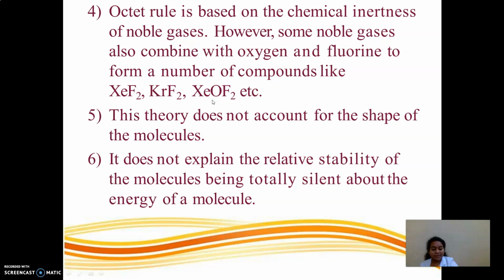These are the major limitations of the octet rule, and in the next class we'll move to the next model. If one model or rule fails to explain certain phenomena, we move to the next model. In the next class we are going to deal with bond parameters. Then we'll discuss a new theory called valence bond theory.